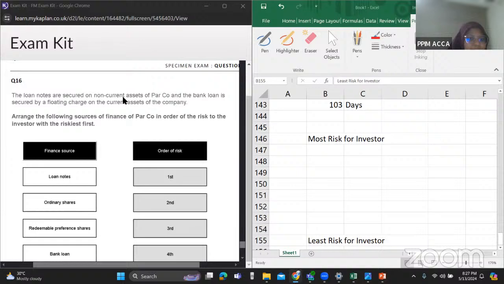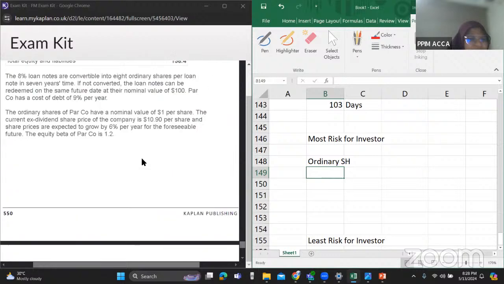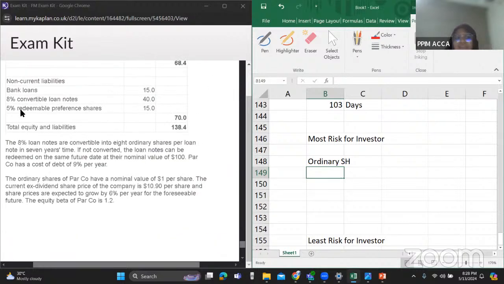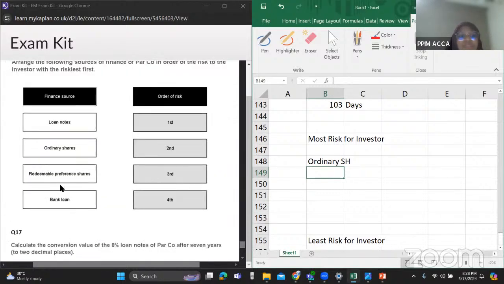He's not in a risky situation. Think about the ordinary shareholder. His dividend is not certain, and his principal is also not certain. If the company goes bankrupt, the last person you pay is the ordinary shareholder. So he is the one with the most risk, and that's the one that comes first. Redeemable preference shareholder: his dividend percent is fixed, 5%. He will somehow get it. But if the company goes bankrupt, only after settling all the debt holders will we come to the preference shareholder. So he gets second place there.